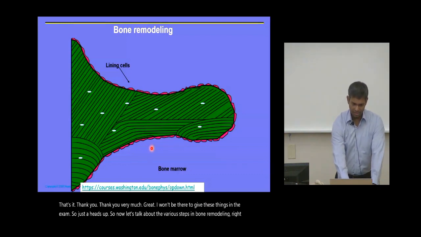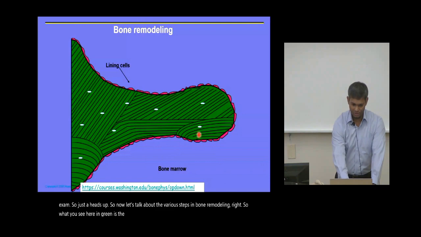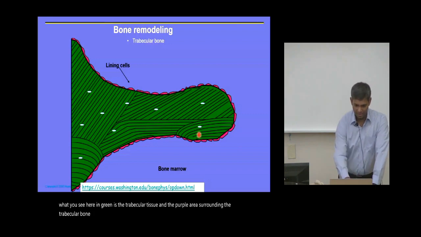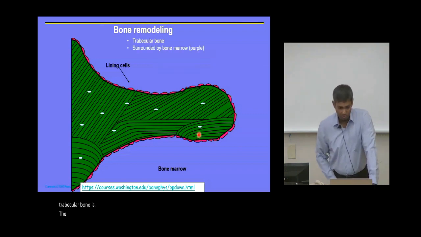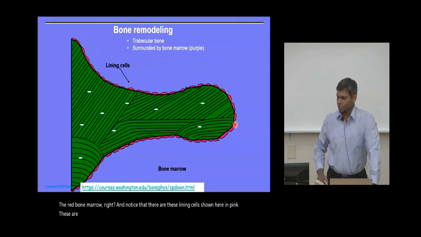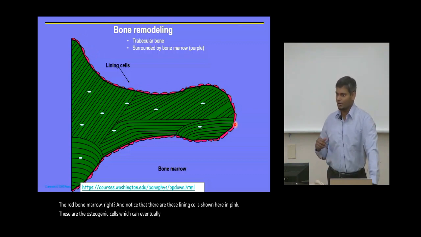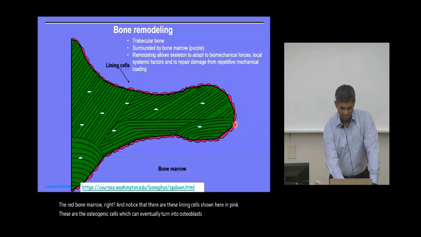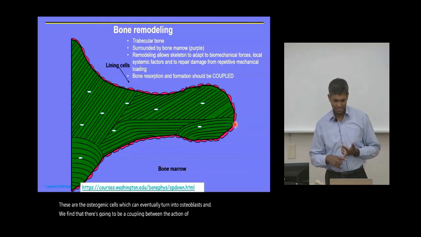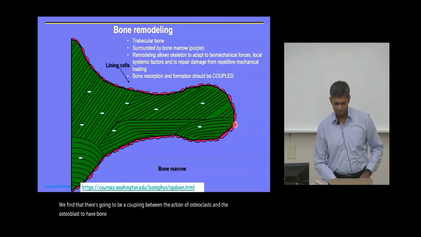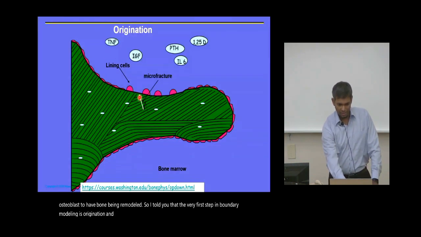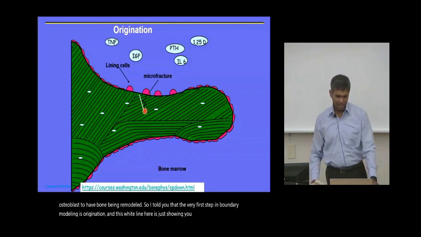So what you see here in green is the trabecular tissue, and the purple area surrounding the trabecular bone is the red bone marrow, right? And notice that there are these lining cells shown here in pink. These are the osteogenic cells, which can eventually turn into osteoblasts. And we find that there's going to be a coupling between the action of osteoclasts and the osteoblasts to have bone being remodeled. So I told you that the very first step in bone remodeling is origination, and this white line here is just showing you microfracture.